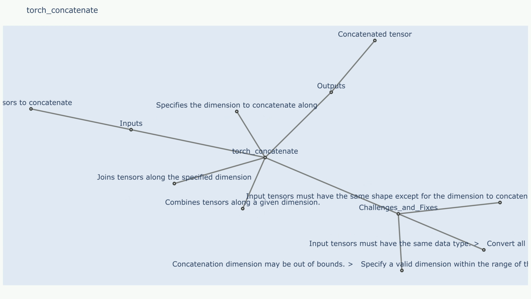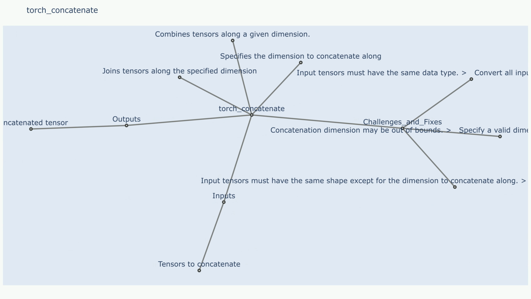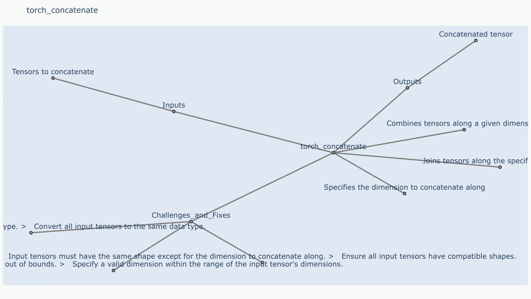Input 2: a single integer representing the dimension along which the tensors should be concatenated. This indicates the axis where the tensors are stacked together. Outputs. Output 1: a single tensor that is the result of concatenating the input tensors. It has the same data type as the input tensors.